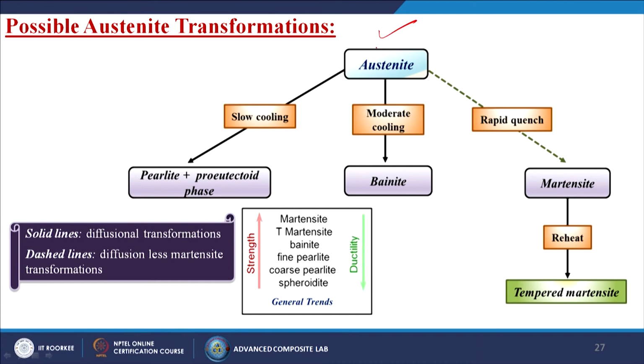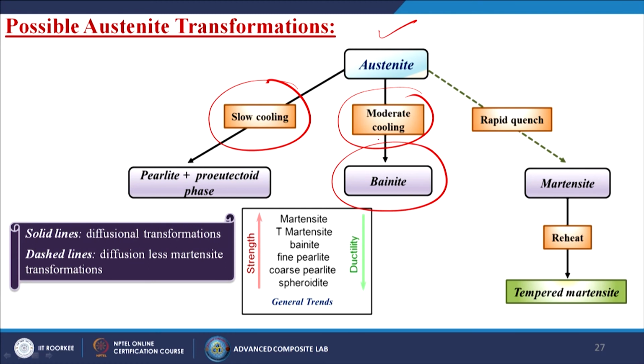Now, possible austenite transformations: there are so many possible ways for the austenite to transform. First, austenite with slow cooling will become pearlite and the pro-eutectoid phase. If you do moderate cooling, then you will find bainite in the structure. If you do a rapid quench, as I told already, you get martensite, and then if you reheat the martensite, you can get the tempered martensite.